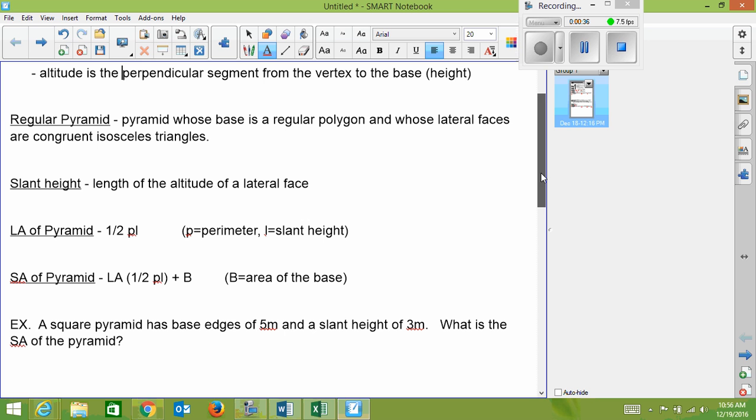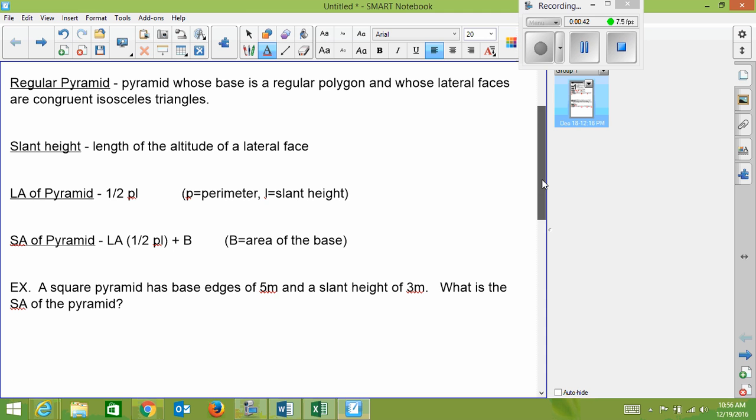Slant height is the length of the altitude of a lateral face. The lateral area of a pyramid is 1/2 perimeter times slanted height. The surface area of a pyramid is the lateral area, which is 1/2 perimeter times slanted height, plus the area of the base, the big B.